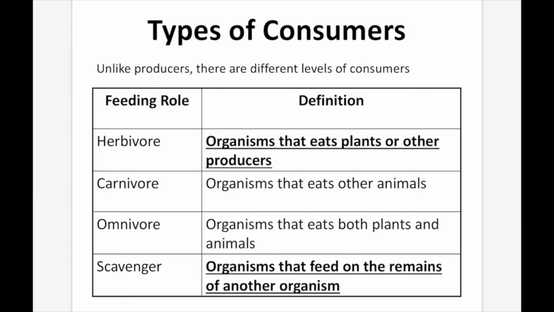Types of consumers. Unlike producers, there are different levels of consumers. A herbivore is an organism that eats plants and other producers. A carnivore is an organism that eats other animals. An omnivore is an organism that eats plants and animals. And a scavenger is an organism that feeds on the remains of other organisms. So things like vultures. They're going to eat the dead carcasses on the side of the road.